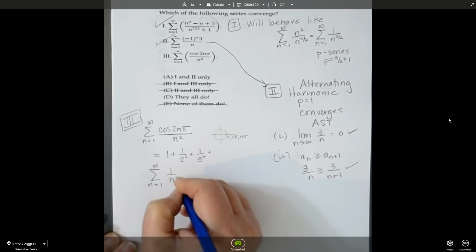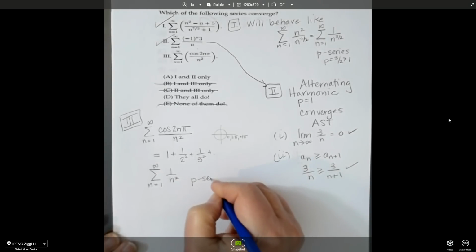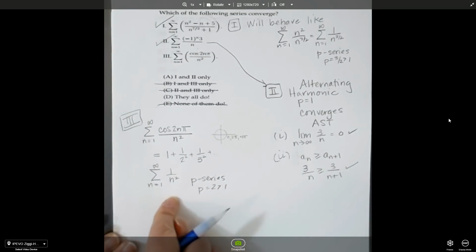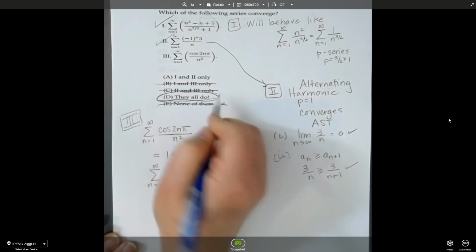So I can rewrite this series as the sum from n equals 1 to infinity of 1 over n squared, which is a p series with p equal to 2, which is greater than 1. So this one will also converge. So they all do. What a sneaky way for us to check all 3 of them.